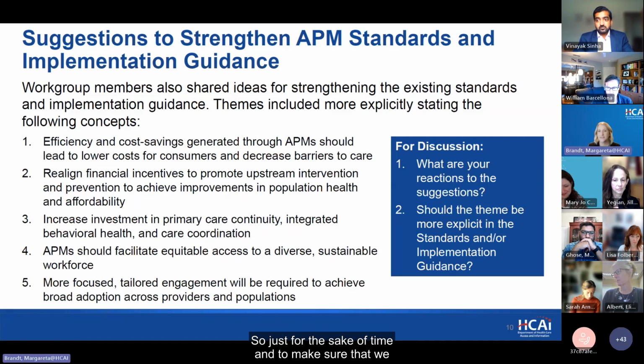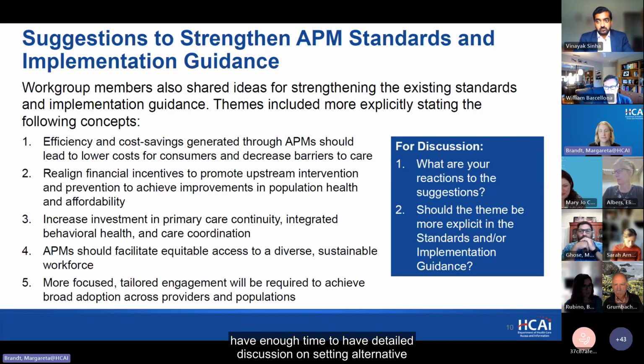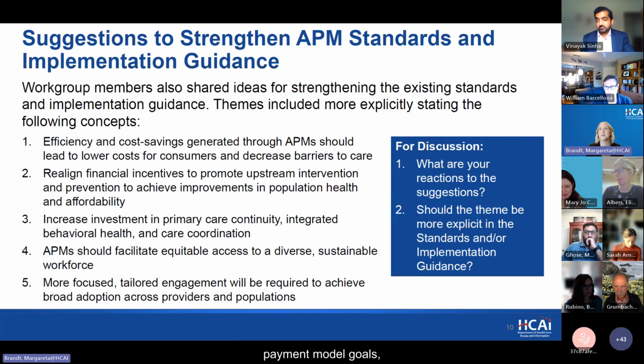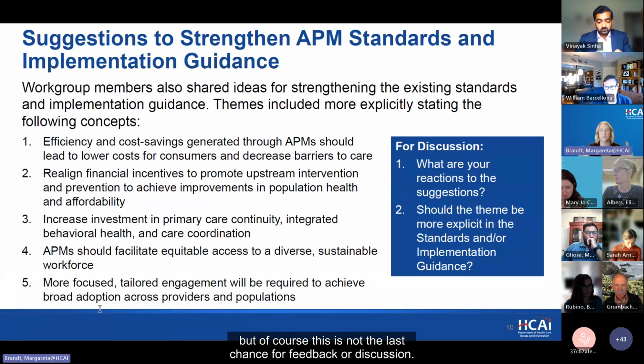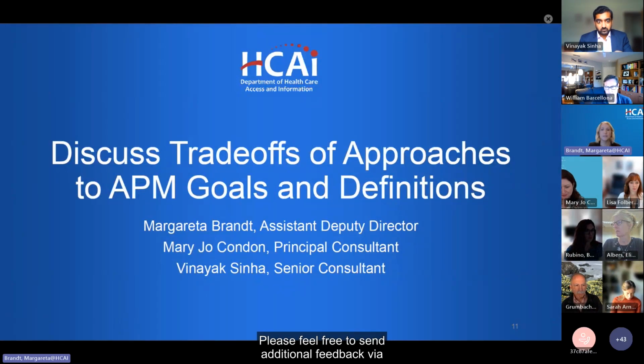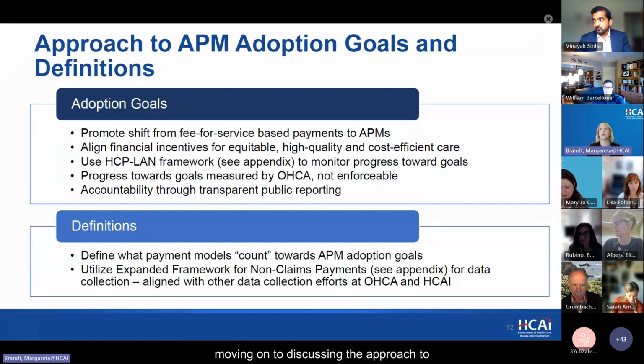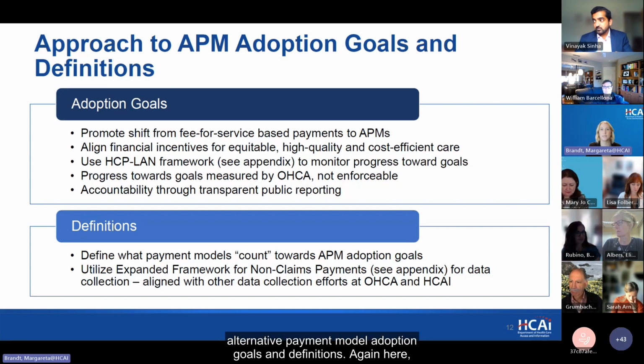So for the sake of time, and to make sure that we have enough time to have detailed discussion on setting alternative payment model goals, I think we should probably move on, but of course this is not the last chance for feedback or discussion. Please feel free to send additional feedback via email to me, and we will continue this discussion again in November and bring something back to you. So moving on to discussing the approach to alternative payment model adoption goals and definitions.